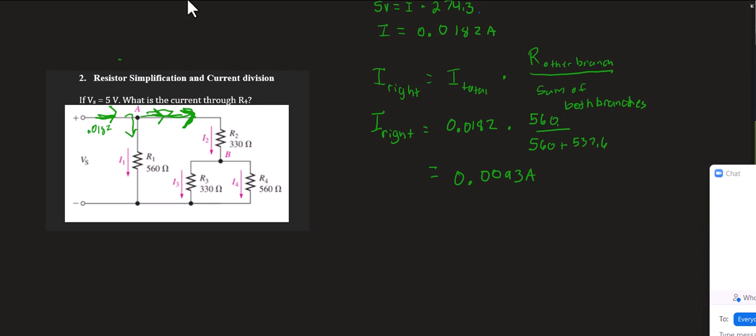Okay, now R2 is in series. So the current does not change while going through R2. It stays the same. So that doesn't do anything. But when it gets down here, it branches. And we want to find the current going through R4. So the current for R4 is our total current, which is now the current on this right-hand branch, 0.0093, times the resistance of the other branch, which is 330, over the sum of the resistances of both branches, which is 330 plus 560, and that gets me 0.003448 or 3.45 milliamps.